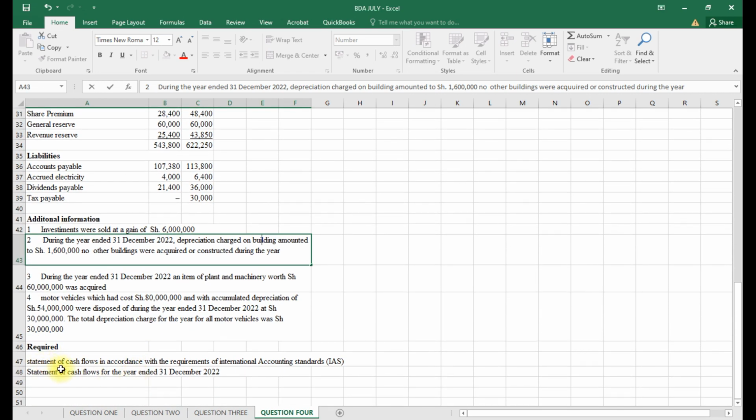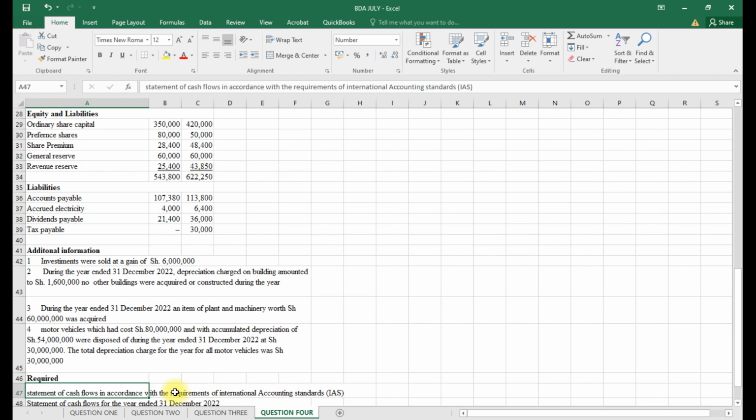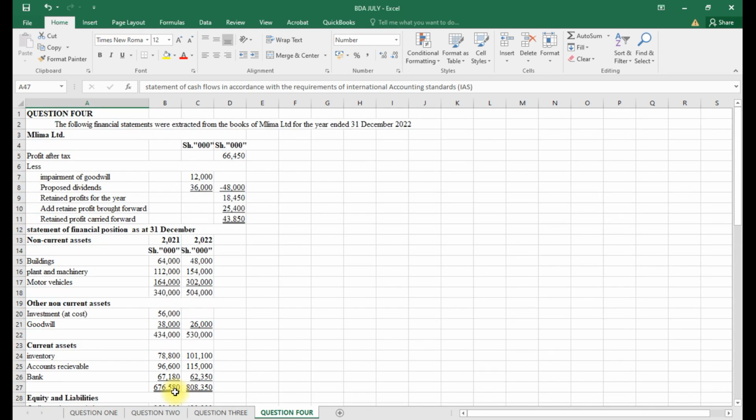So you are required to prepare a statement of cash flow in accordance with the International Accounting Standard, IAS, for the year ended 31st December 2022. It's only one question that we need here, to prepare the statement of cash flow. So I will prepare it here.